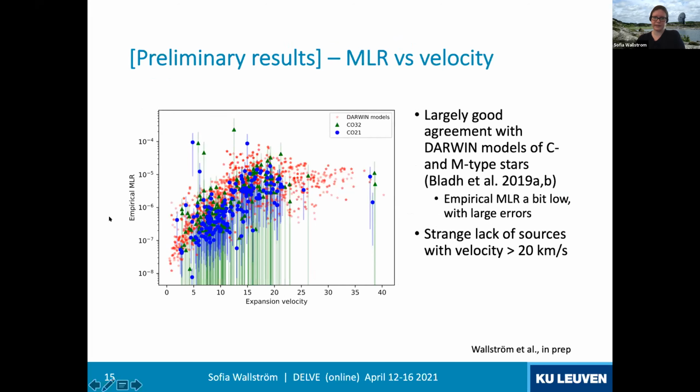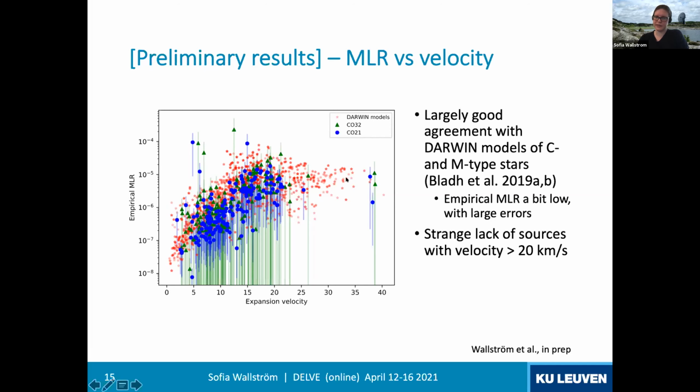We've also compared this empirical mass loss rate with the expansion velocity that we find. That one is much more straightforward to measure from the spectra. And we've compared it to the Darwin models, and we find largely good agreement. So Sarah Blad presented the Darwin models on Monday. They're basically theoretical 1D models of AGB stars, both C and M-type stars. We find that our empirical mass loss rates are a little bit low and the errors are large, so it's a little hard to tell, but overall the agreement is not bad.